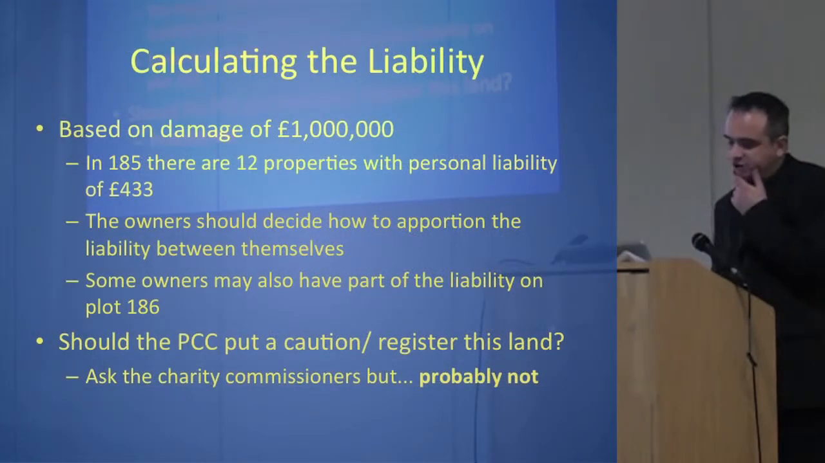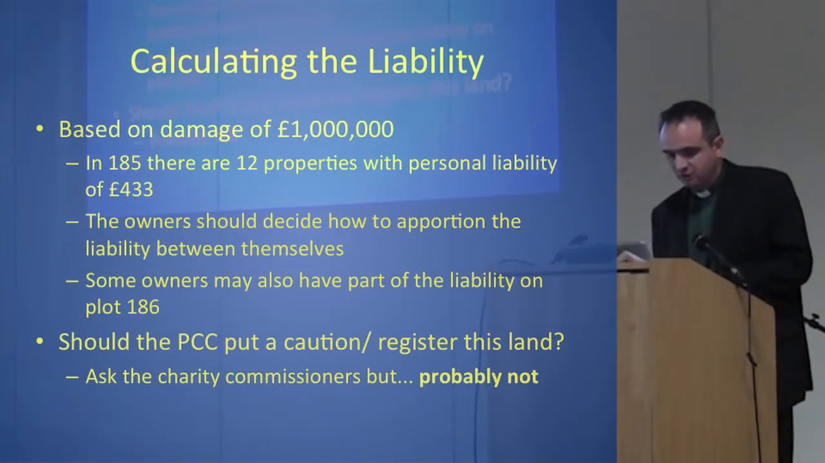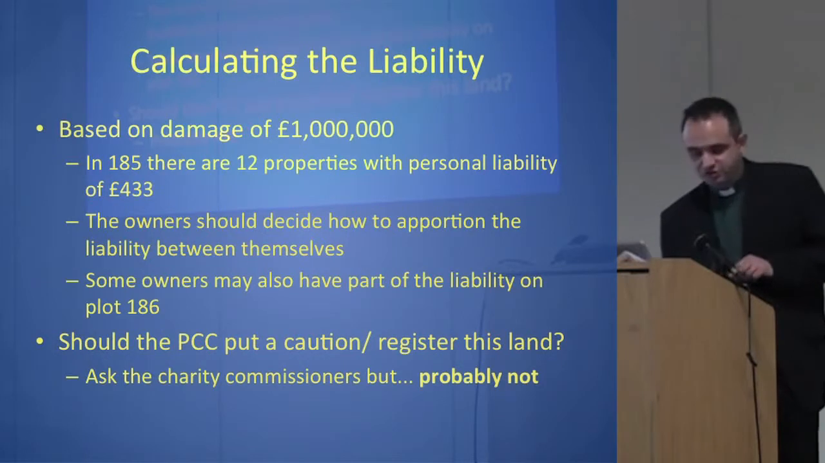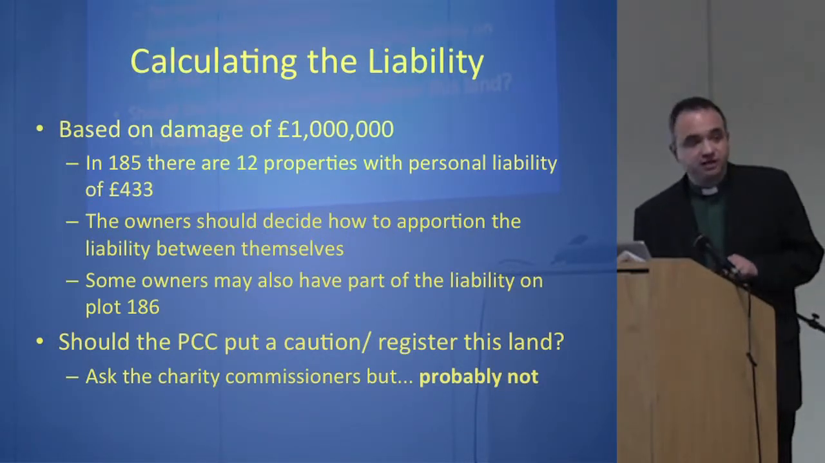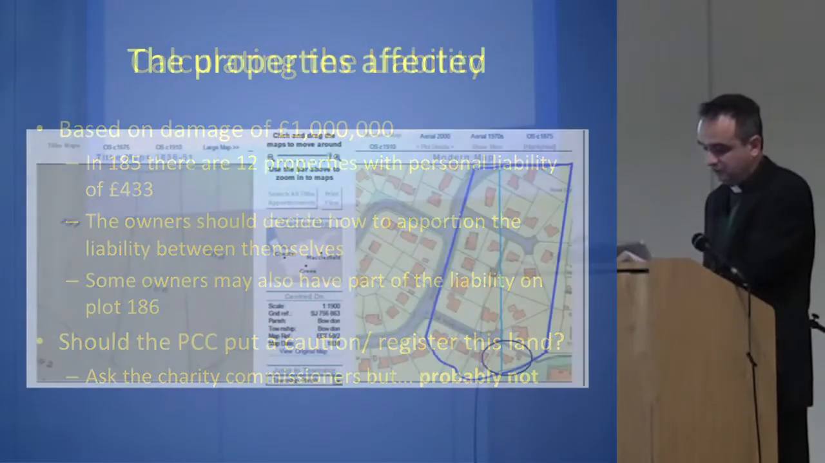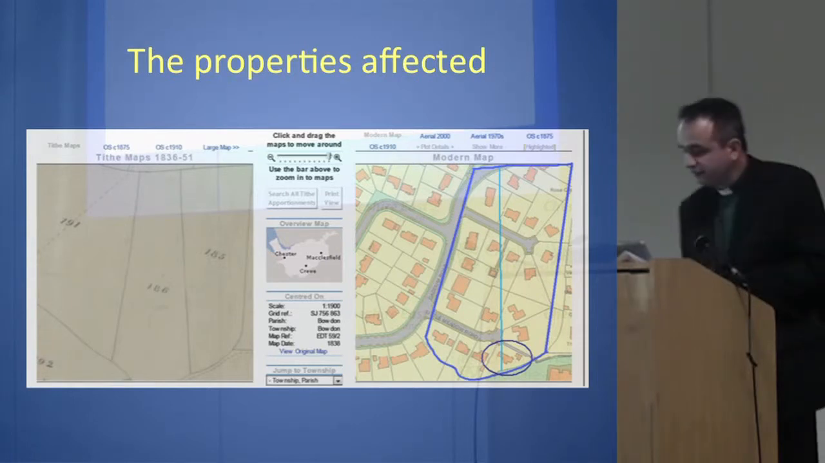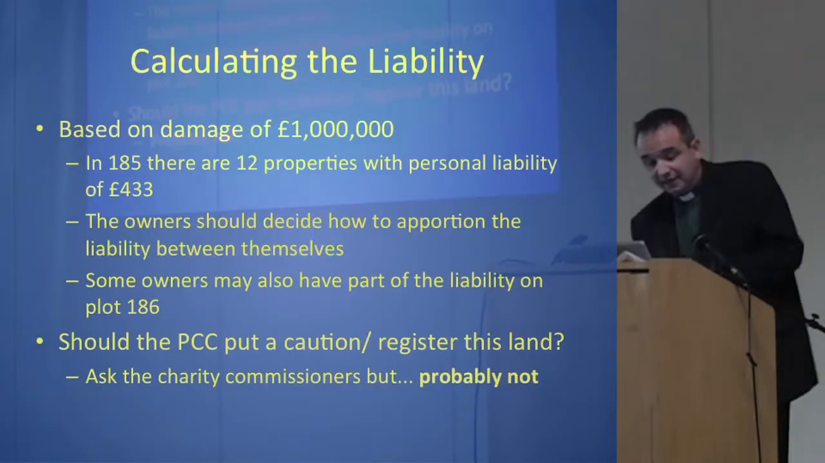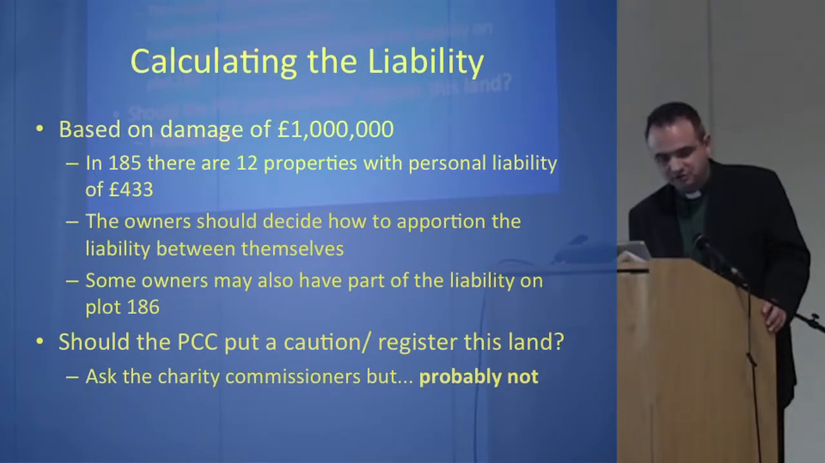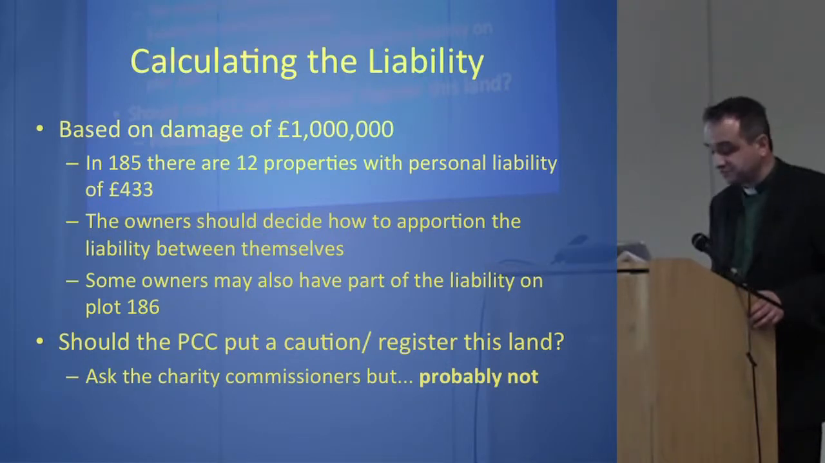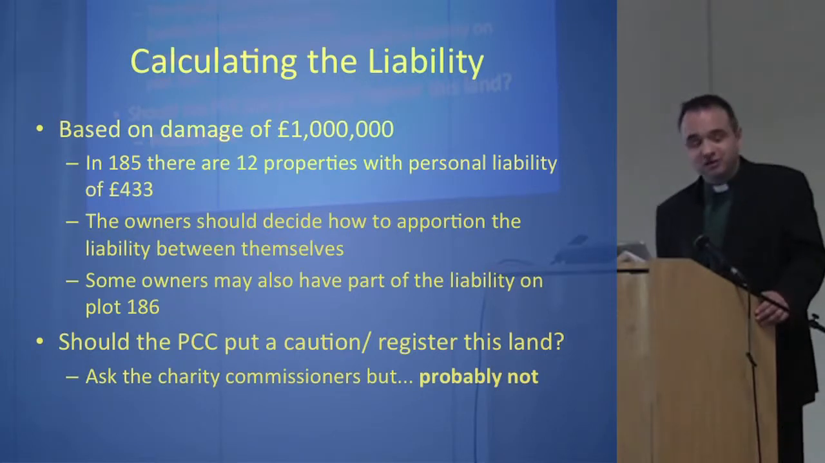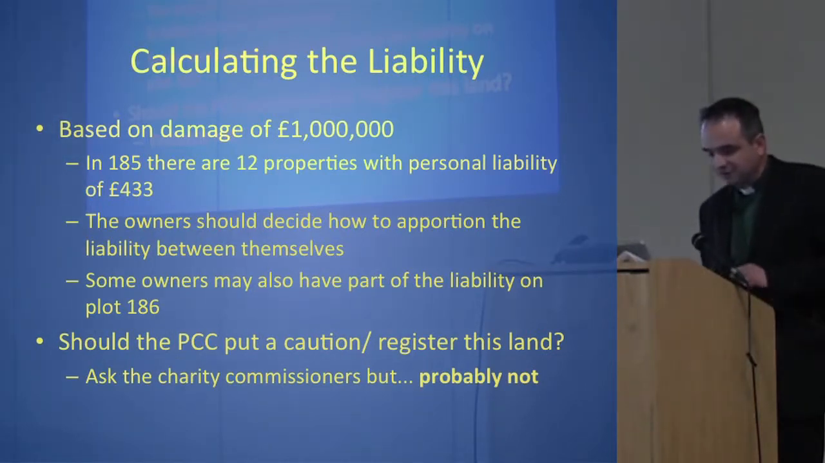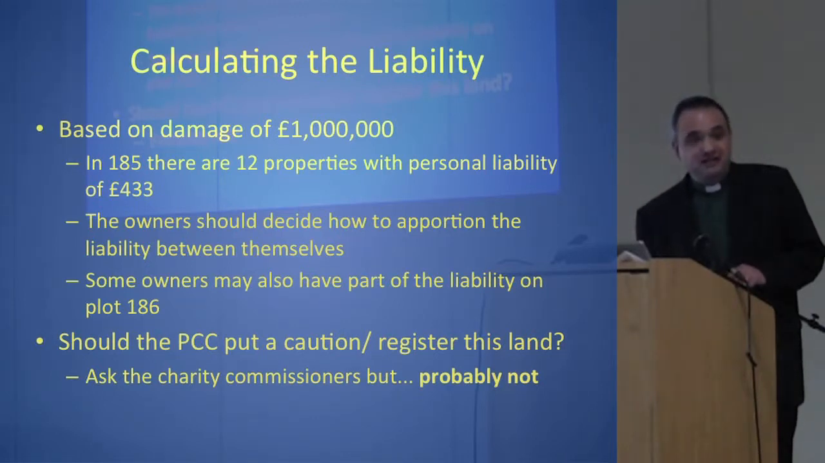So based on £1 million worth of damage, in 185 there are 12 properties with a personal liability of £433. So theoretically, if there was £1 million worth of damage to the chancel, and the PCC opted to register the land, they could knock on the door of any of those in 185 they wanted to, number 10 Meadow Road, I think I worked out it was, and say, here's your bill for £433, and go and knock on your neighbours for the rest of it. Also, if they happen to choose one who owns the liability for both plots, you give the door two bills of £433. But of course, having £1 million worth of damage to your chancel is fairly remote.